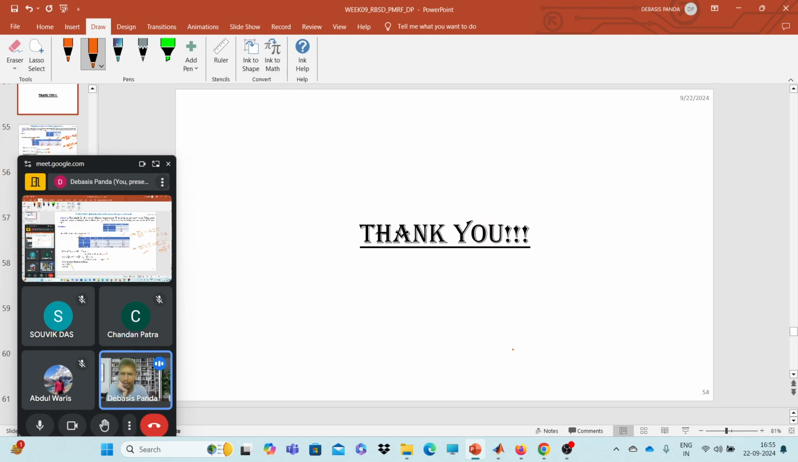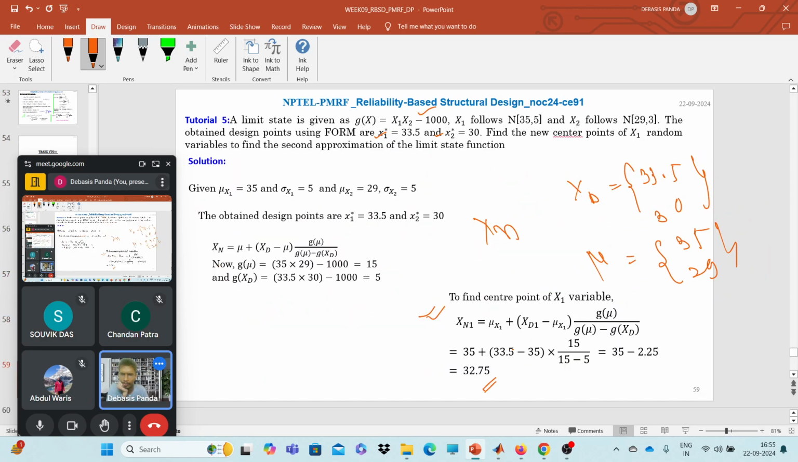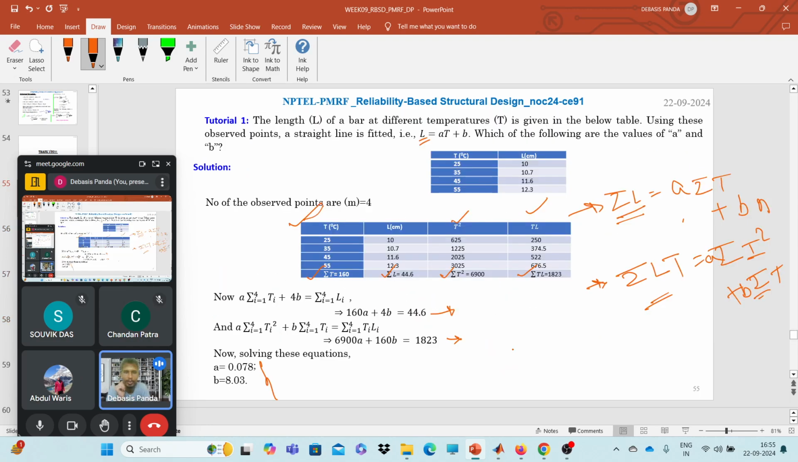Do we have any other questions? The number of simultaneous equations for calculating the coefficients of the response surface, if we have n variables, is n plus 1. What was the interval for the Hermite function? Minus infinity to infinity.